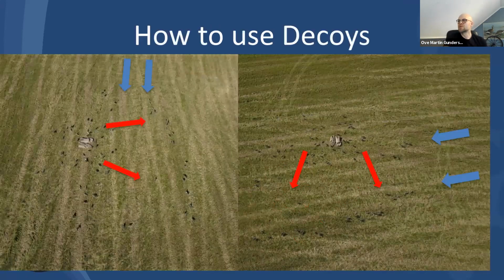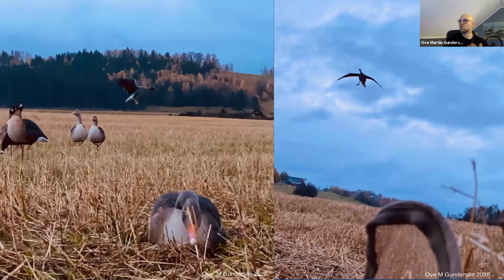This is the same picture, but the point is you have to lure the geese to come in the middle of the picture between the red arrows. The blue arrows are actually just the wind direction, and birds will tend to land against the wind. So this is how we want to have them.